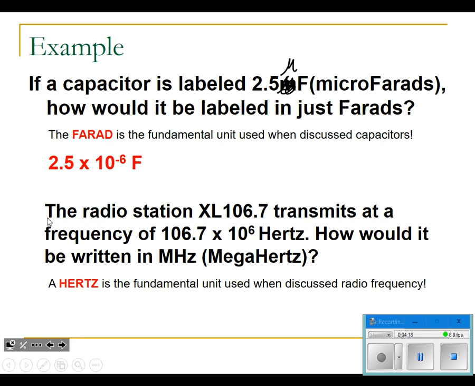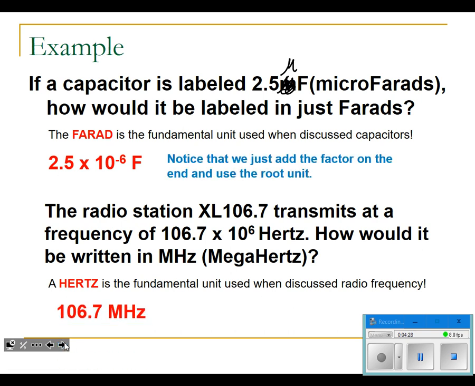Okay, so here I have a radio station that's 106.7 times 10 to the 6th hertz. So in megahertz, it would just be 106.7, because the times 10 to the positive 6 is the mega conversion. So notice we just added the factor to the end to use the root factor, and here we just dropped the factor to take it back to a prefix and added the prefix. So it's just a way of, not really changing the number, just adding the factor accordingly.